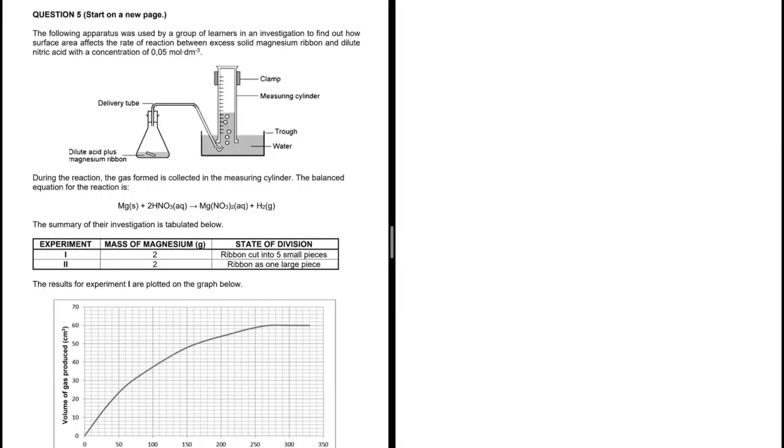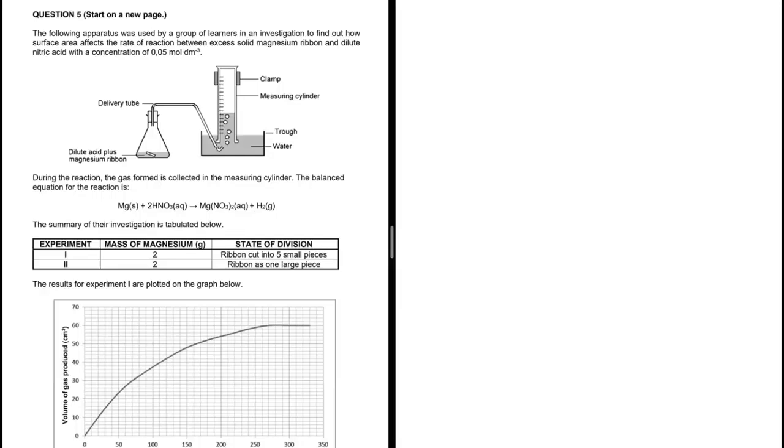So the rate of reaction will be equal to the change in the volume divided by the change in the time. Right? Why are we using change in the volume? We are given the SI unit we are supposed to use for a rate of reaction, which is centimeter cube per second. So I'm just respecting that. So let's go ahead and find the gradient.